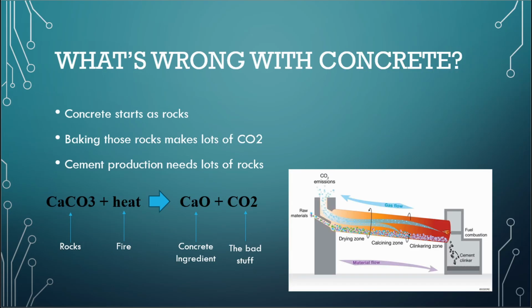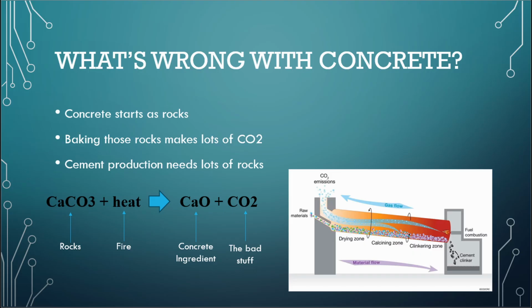What's wrong with concrete? Concrete is everywhere: roads, buildings, bridges, and the key ingredient is cement. The problem is how cement is made. It starts as limestone, basically rock, and we heat it in a giant kiln, like an industrial oven. When you bake that rock, it doesn't just take energy, it actually releases carbon dioxide as part of the chemistry.